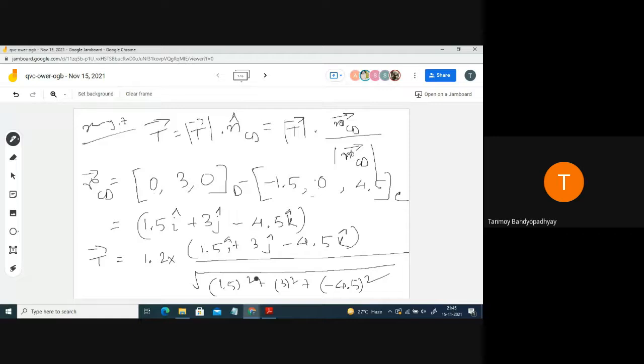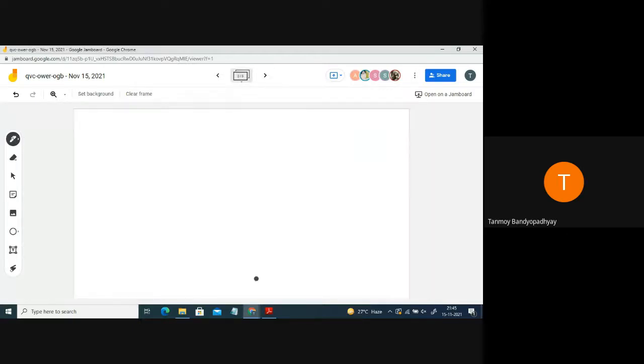So it should come out to be, I'm writing down the answer, 0.32 I cap plus 0.64 J cap minus 0.962 K cap. So this is the answer.